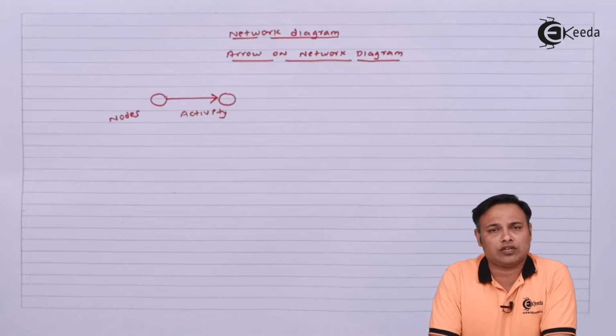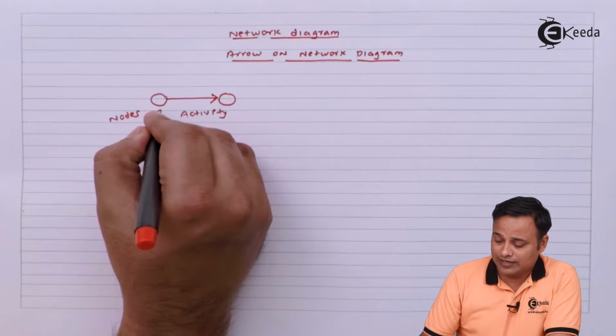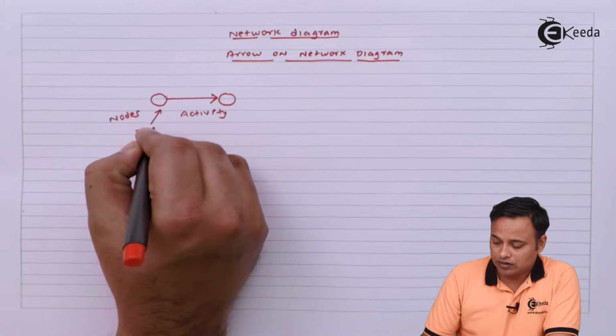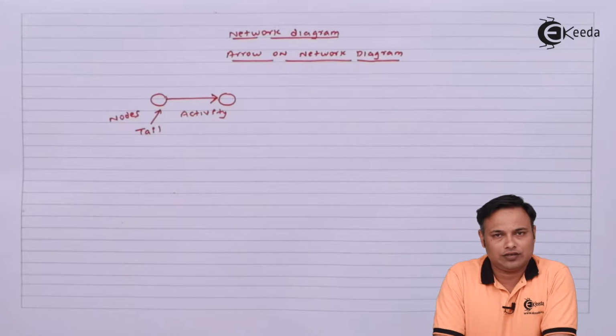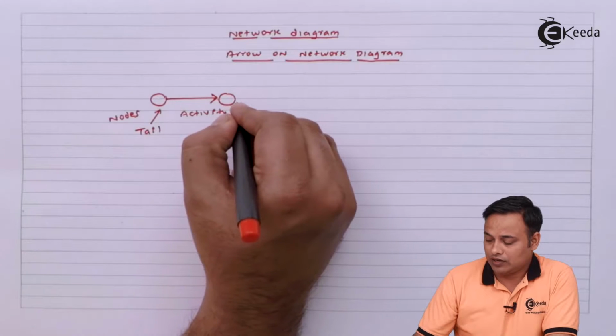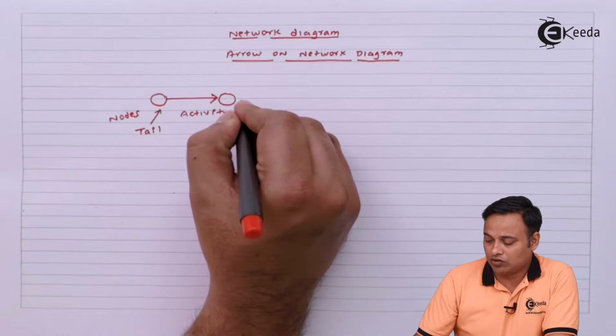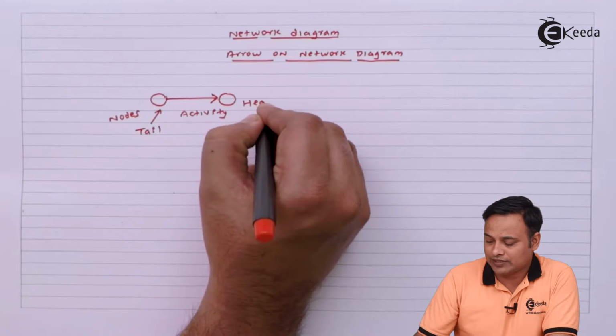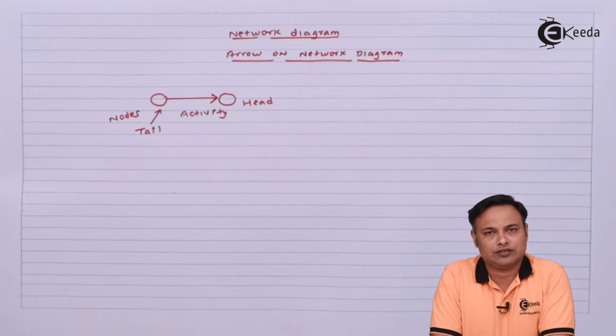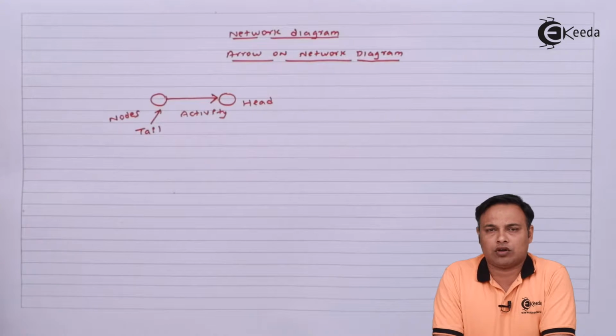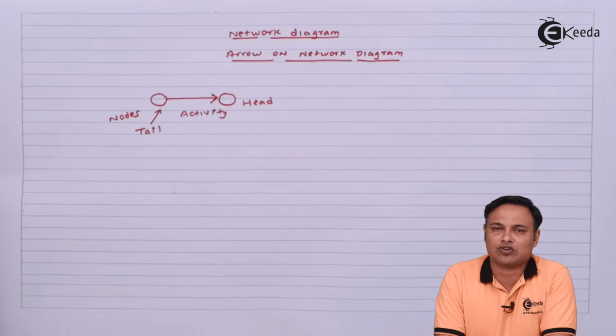The start of the arrow is called the tail, and the front of the arrow is called the head. So the point or the origin from where your arrow starts is the tail, and the point where your arrow ends, that pointed mark, is called the head.